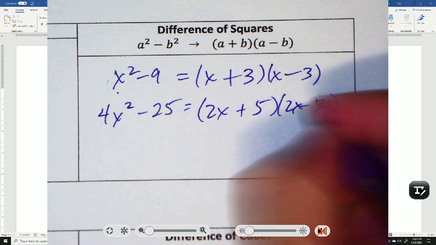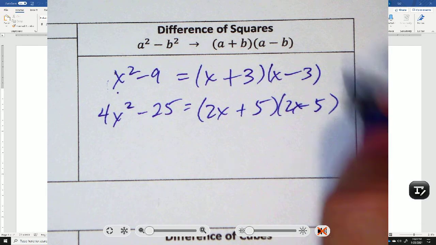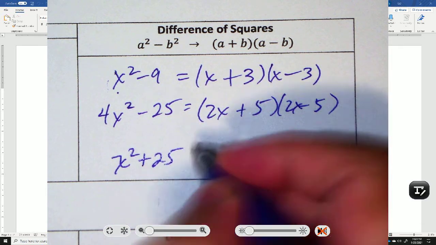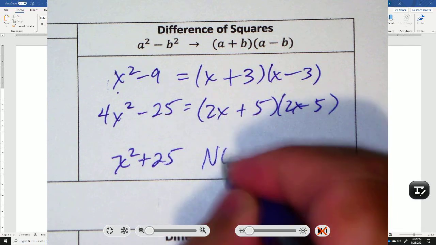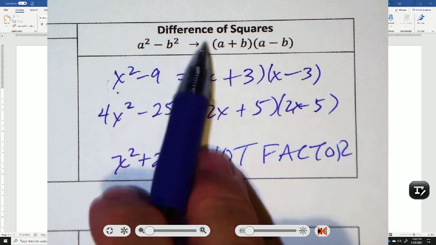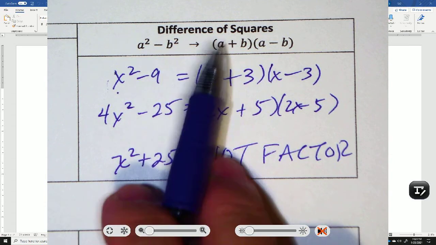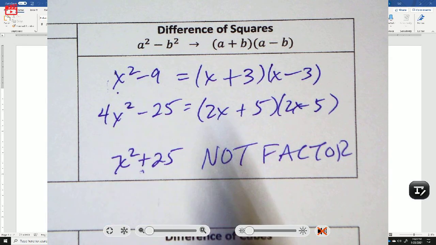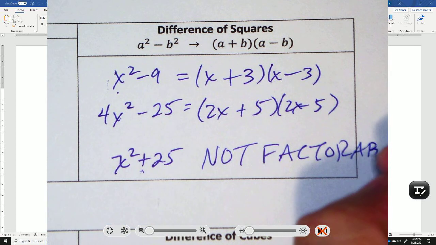Okay. Now be careful. If I have something like x squared plus 25, this cannot be factored. Not factorable. Right? This is the difference of two squares, not the sum of two squares. This is a sum. So notice the difference always has a minus sign in there. So this one is not factorable.